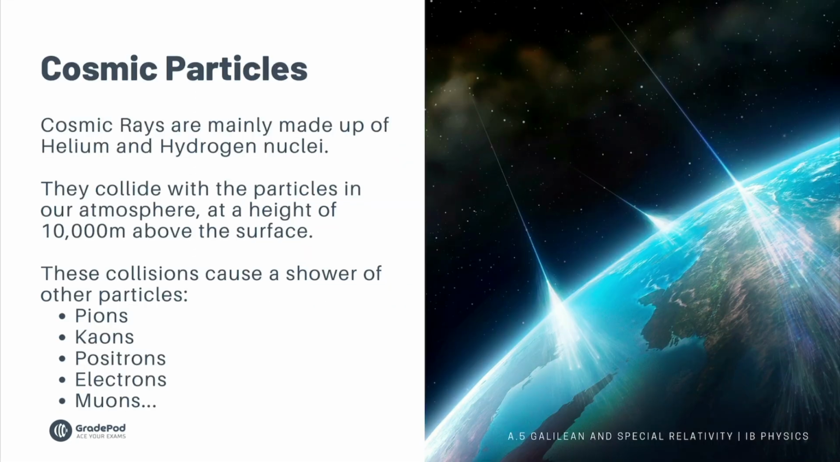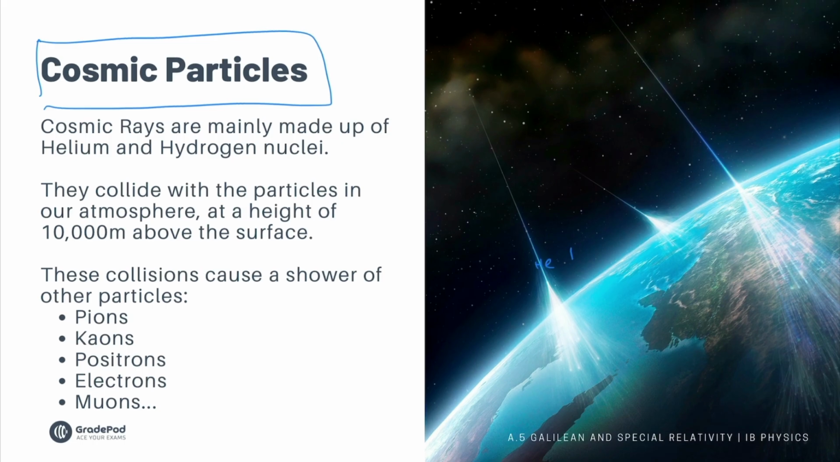Now, if you're anything like me, you get to the end of this topic and you think, yeah, but how do you know? Where's the proof? This all sounds like a lot of rubbish to me. Well, I'm going to explain to you how we can prove special relativity and where the experimental evidence comes from. And we're going to start by looking in space. In space, we have something called cosmic particles and cosmic rays. And those rays are made up of helium and hydrogen particles careering through space.